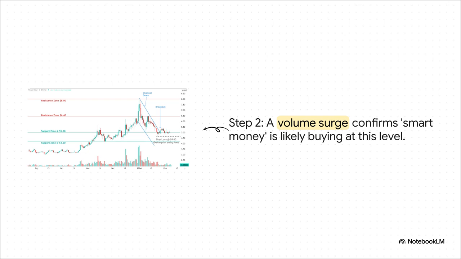Now, step 2, we look for confirmation. As the price drops back down to that $5 zone, look at the volume bars at the bottom. Bam! A huge spike in buying volume. This is exactly what we're looking for. You've got the support zone, and you've got the volume surge confirming it. That's an incredibly powerful signal.